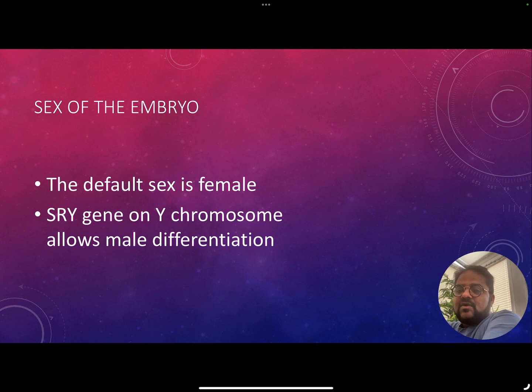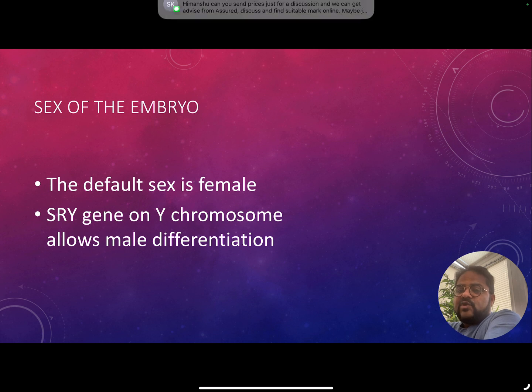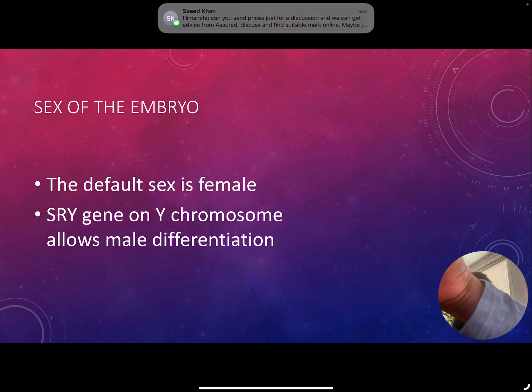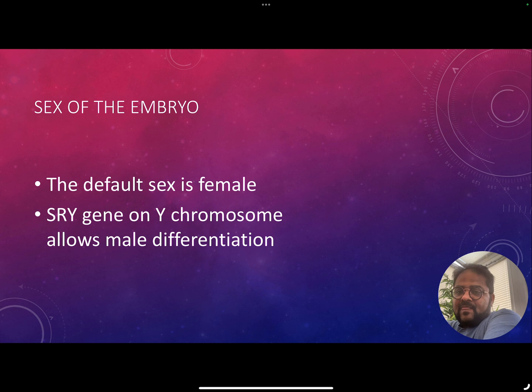There is a gene on Y chromosome which is called SRY gene, sex determining region of Y, which triggers the secretion of anti-Mullerian hormone, and that regresses the Mullerian ducts and allows the male reproductive system to develop. So we'll talk about how the embryo's sex and the genital system develops, both external as well as internal.